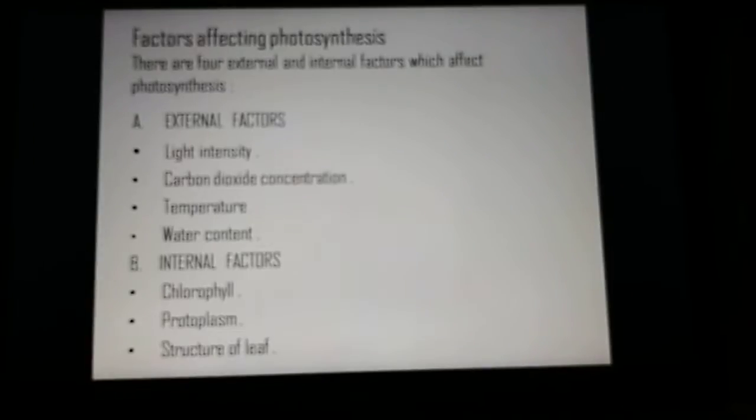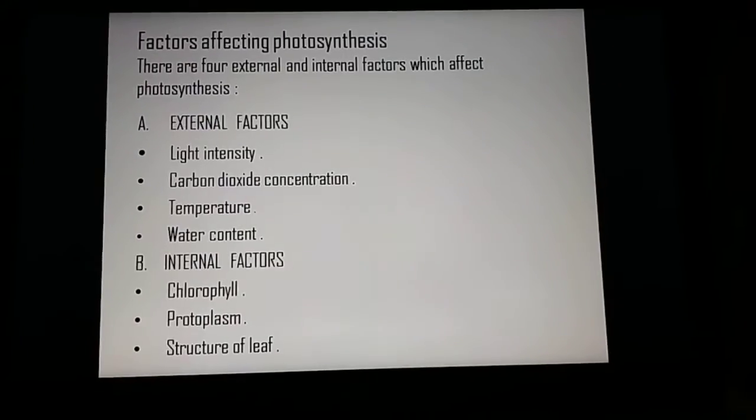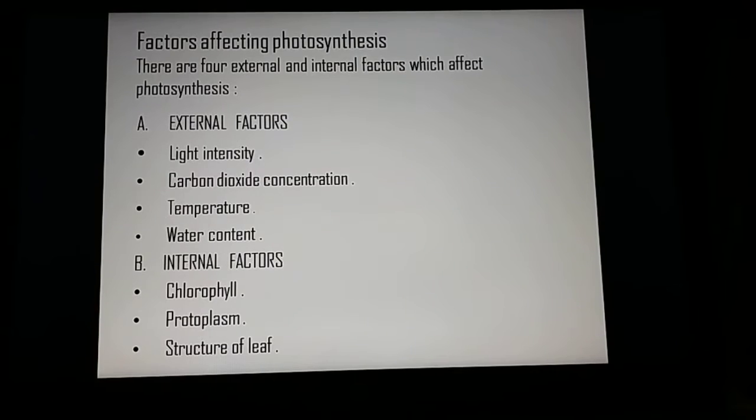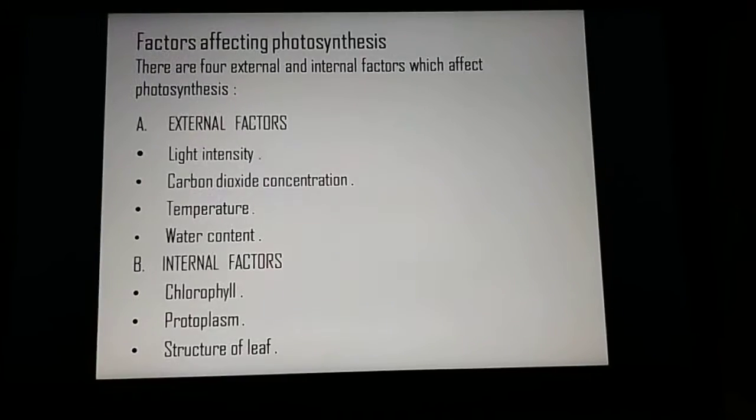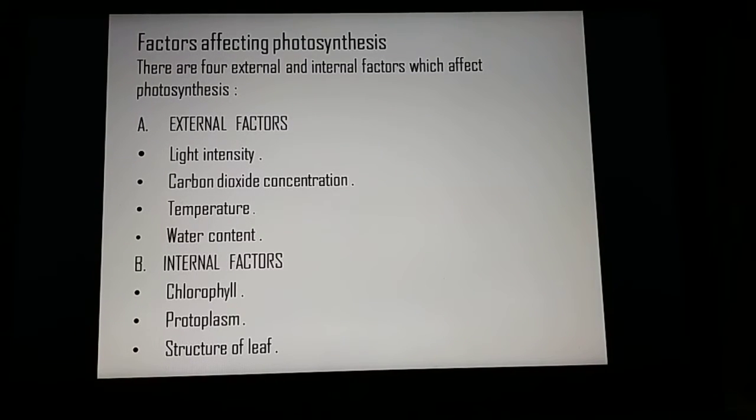And the fourth one is water content. The scarcity of water due to reduced absorption from the soil or due to an excessive loss through transpiration reduces the rate of photosynthesis by decreasing diffusive capacity. Due to the closure of stomata, only 1% of water absorbed by the root is utilized in photosynthesis.